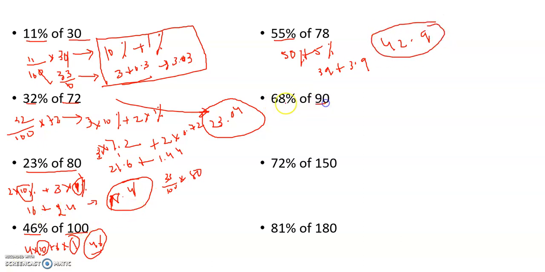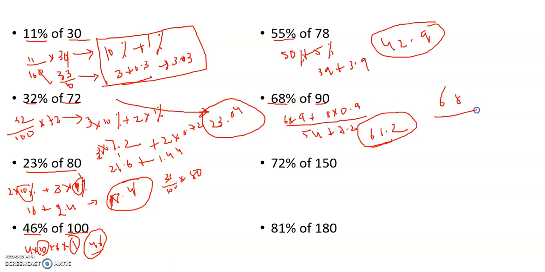To calculate 68% of 90, 6 into 9 plus 8 into 0.9. Instead of writing 6 into 10% plus 8 into 1%, I am just writing it directly. 6 9s are 54, plus 8 9s are 72, with one decimal, 7.2. 54 plus 7.2 is 61.2. Instead of writing 68 by 100 into 90, which would take some time, using this technique you can solve it very quickly.